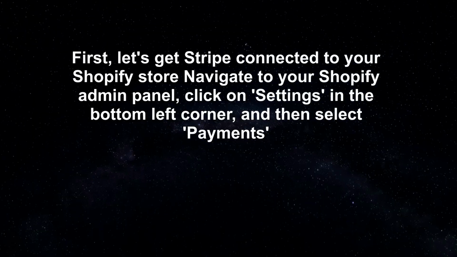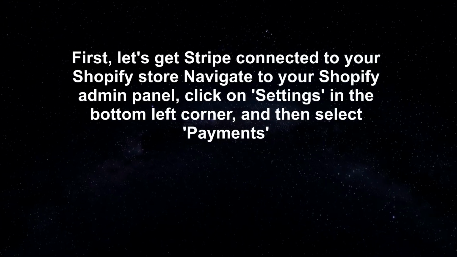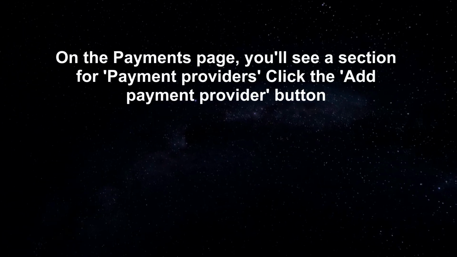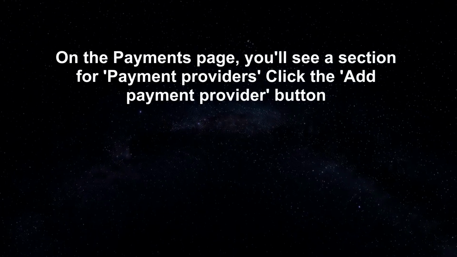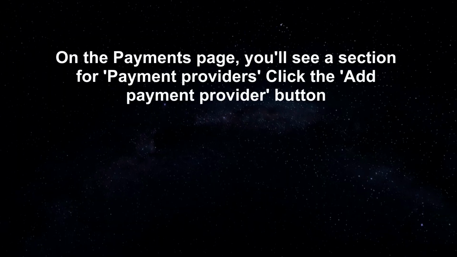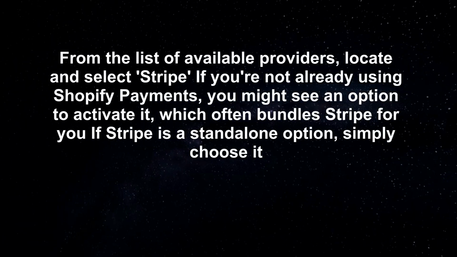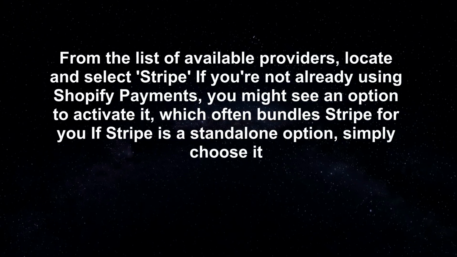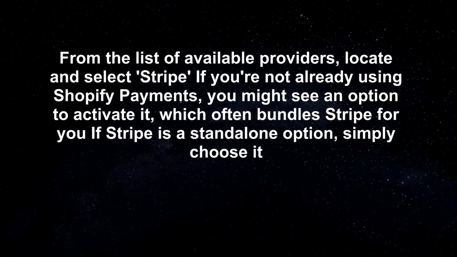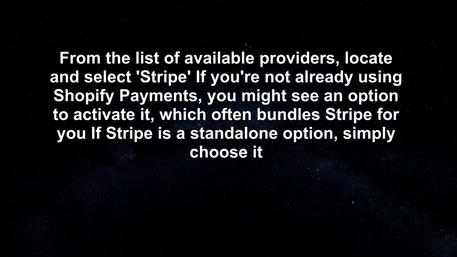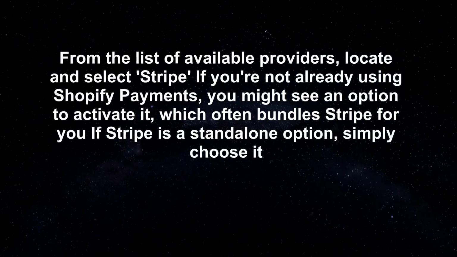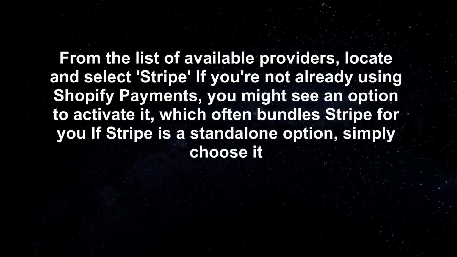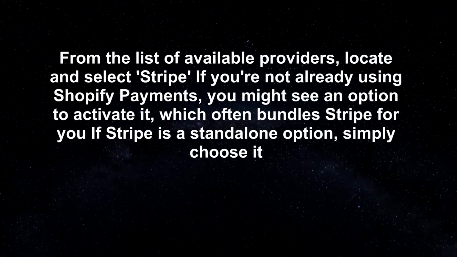Navigate to your Shopify admin panel. Click on Settings in the bottom left corner, and then select Payments. On the Payments page, you'll see a section for payment providers. Click the Add Payment Provider button. From the list of available providers, locate and select Stripe. If you're not already using Shopify Payments, you might see an option to activate it, which often bundles Stripe for you. If Stripe is a standalone option, simply choose it.